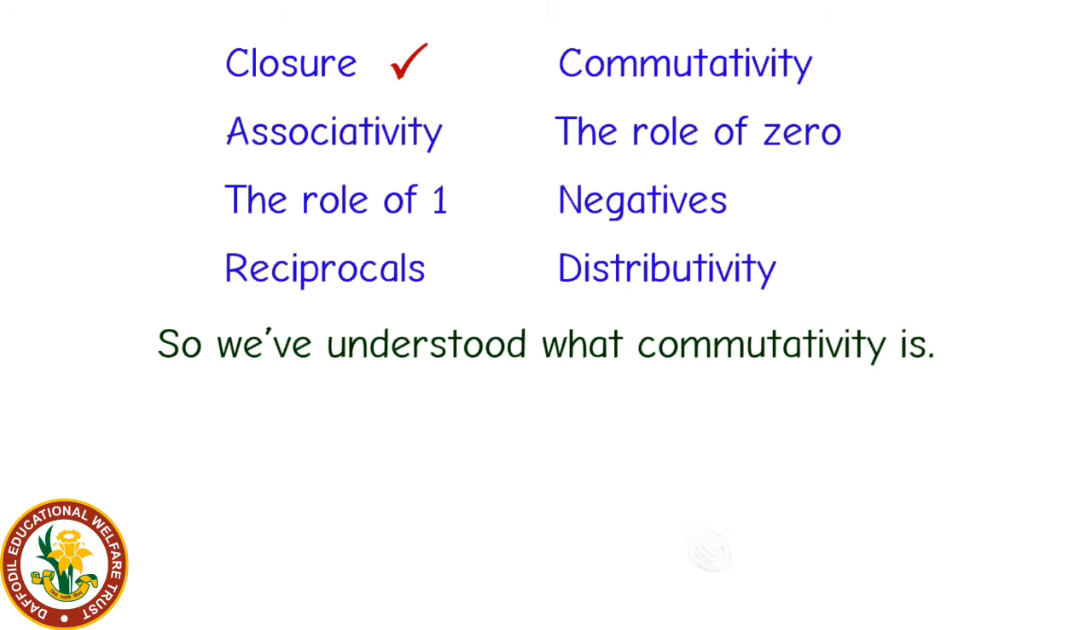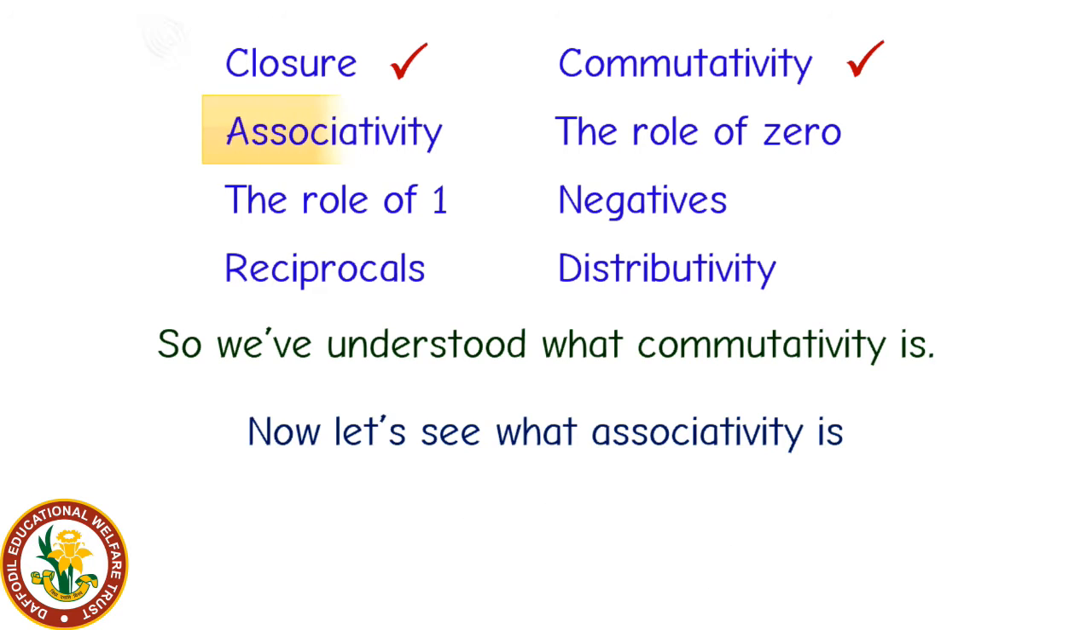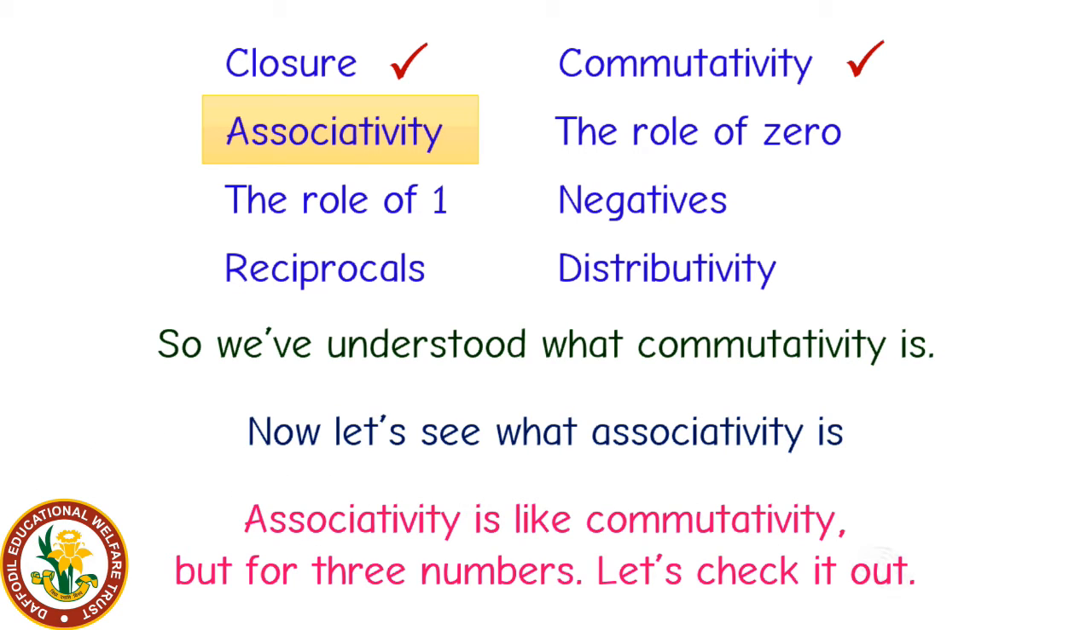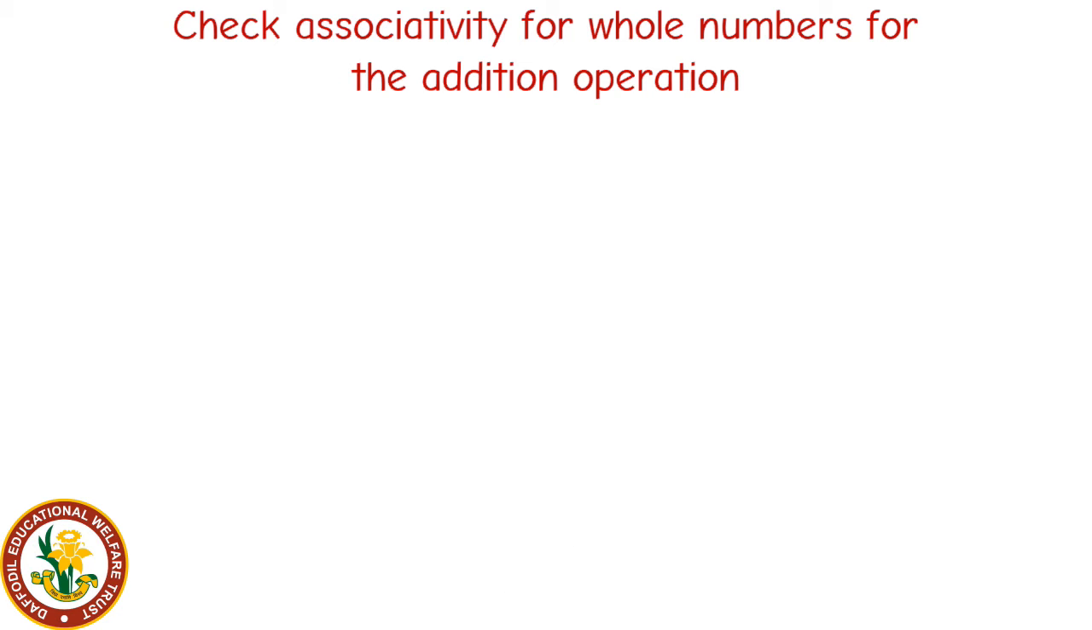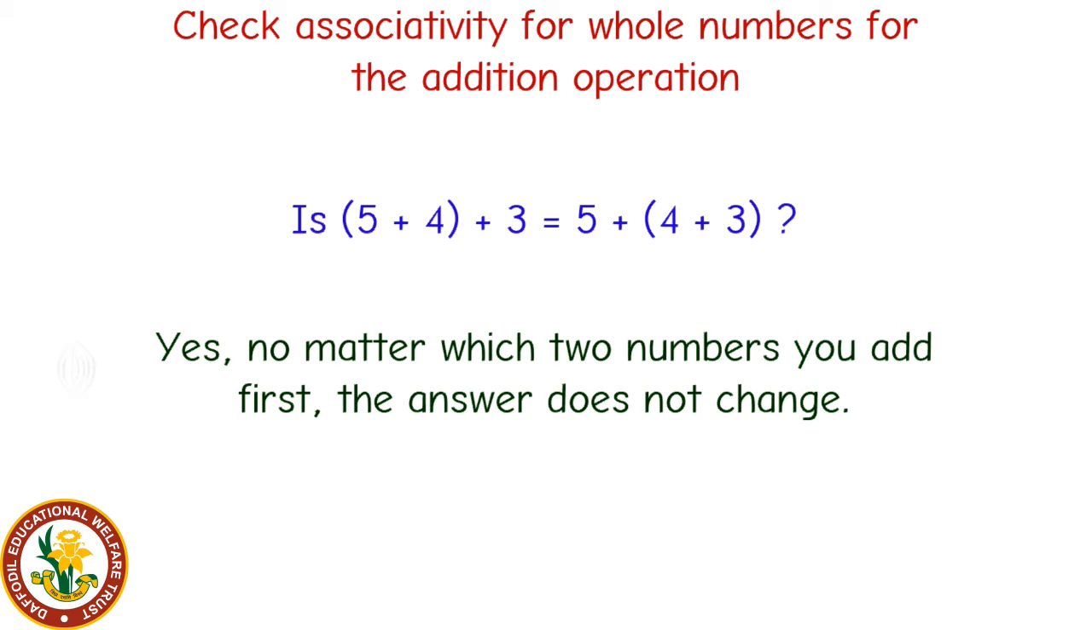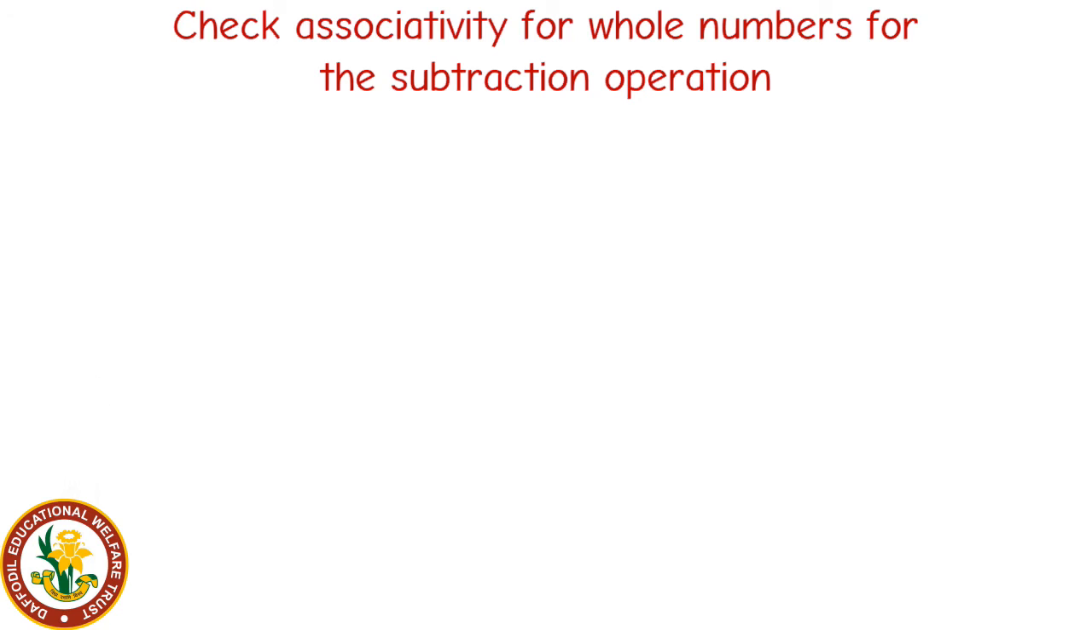So we've understood what commutativity is. Now let's see what associativity is. Associativity is like commutativity, but for 3 numbers. Let's check it out. Let's check associativity for whole numbers for the addition operation. Is (5 plus 4) plus 3 equal to 5 plus (4 plus 3)? Yes, no matter which 2 numbers you add first, the answer does not change. So, addition is associative.